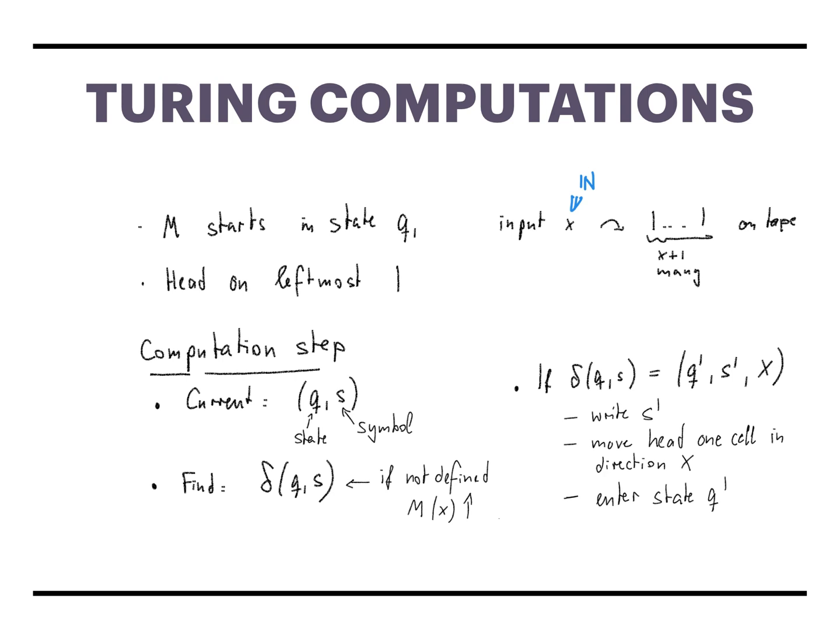And then a computation step says: we look at the current pair of what state the machine is in and what symbol is currently read by the read-write head. We find the value of the transition function for this pair. As I already said, if this is not defined, then M stalls, and this up arrow means that in this case the computation is not defined, or M does not halt. If, however, it is defined, and let's say it's (q', s', X), we write s' on the current cell, move the head one cell in the direction of X, left or right, enter state q', and then repeat the whole thing again. That's what one computation step looks like.